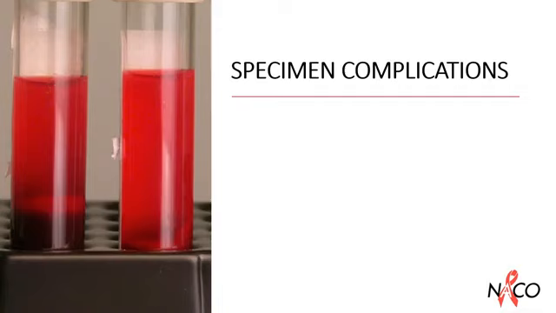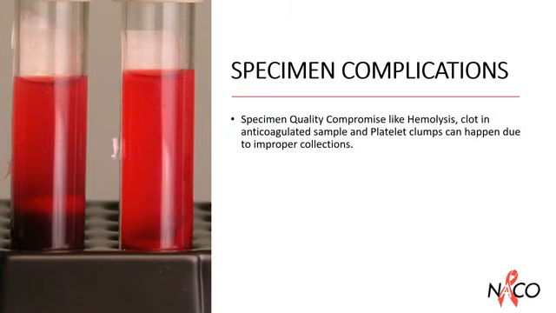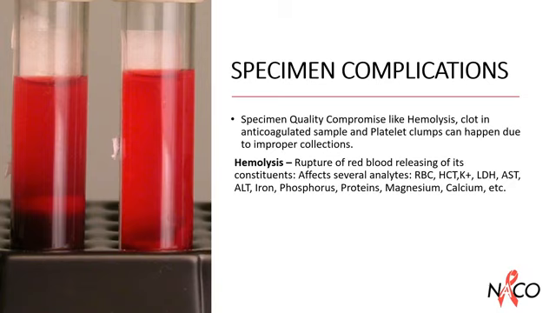Specimen related complications like hemolysis, clot in anticoagulated sample, and platelet clumps can happen due to improper collections. Hemolysis, rupture of RBCs or red blood cells releasing its constituents, affects several analytes like RBC, hematocrit, potassium, LDH, AST, ALT, iron, phosphorus, proteins, magnesium, calcium, etc.